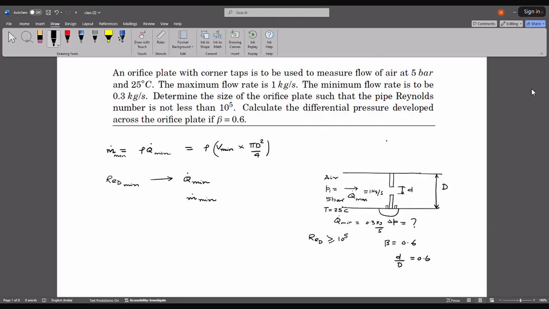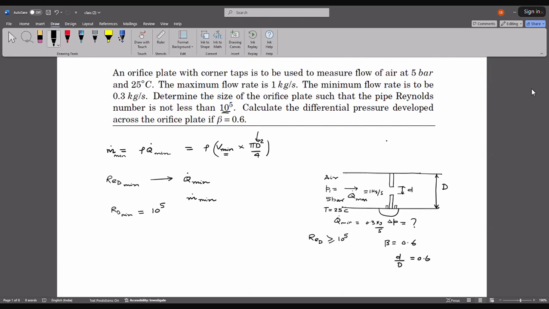So it says to determine the size of the orifice plate such that the pipe Reynolds number is not less than 10 to the power 5. That means the minimum Reynolds number should be 10 to the power 5. Therefore, there has to be a minimum velocity, and you have to find the corresponding tube diameter D. Okay, so the critical minimum Reynolds number Re_D is basically 10 to the power 5.